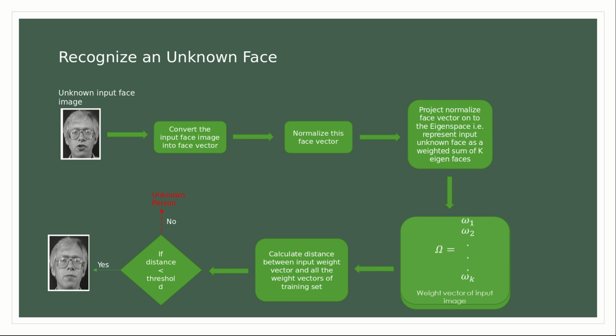Once we have the weight vector for the input image, we'll calculate the distance between the weight vector of the input face image and the weight vectors of all the images in the dataset. If the distance is less than the threshold, then bingo, it's good news, it's a known person. But if it's not, then we have an unauthenticated person.